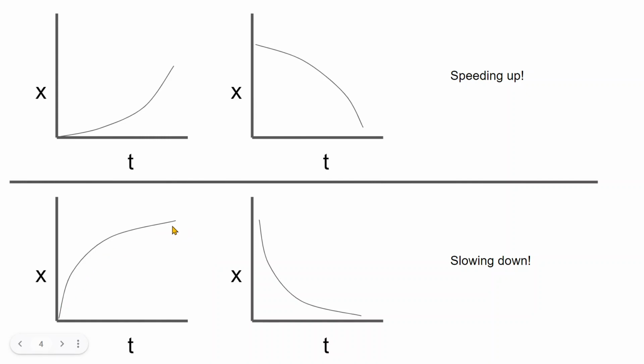Later on, after more time has gone by, the slope is much smaller. So the object is moving slower. Same thing here. After more time goes by, right about here, the slope is much less steep. Sometimes called a shallower slope. So it has slowed down. So in both cases, slowing down. Cool.